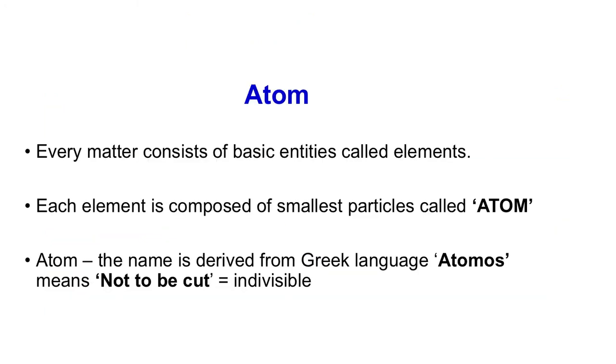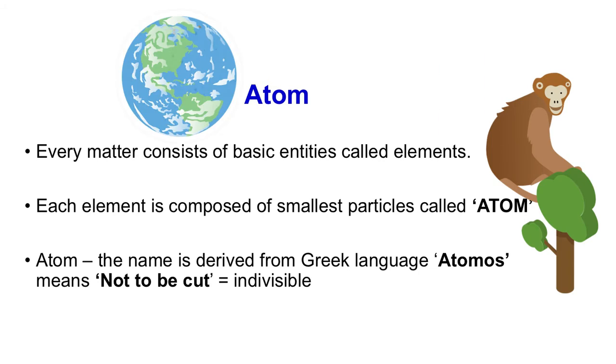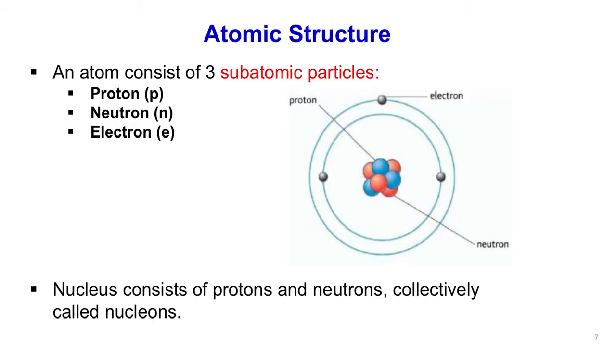Matter is anything around us, and the smallest part in an element is called an atom. Atom is from the Greek words meaning cannot be divided anymore. So now let's take a look at how the atomic structure looks. It consists of a nucleus in the middle surrounded by electrons, and the nucleus consists of protons and neutrons. The particles in the nucleus are called nucleons.